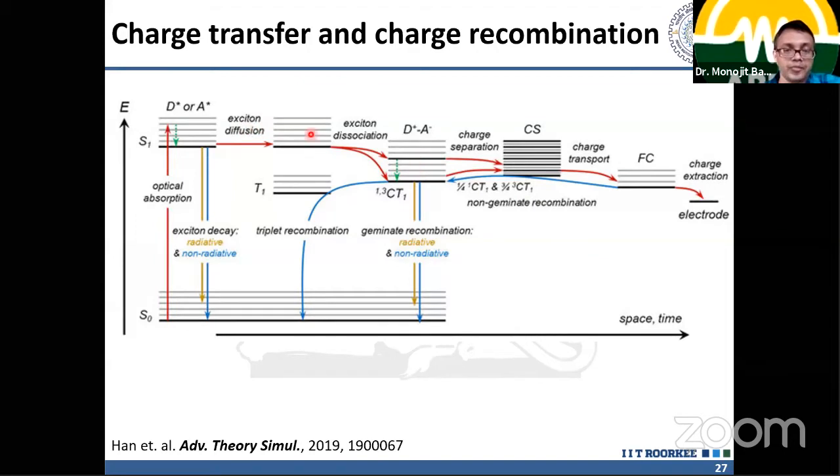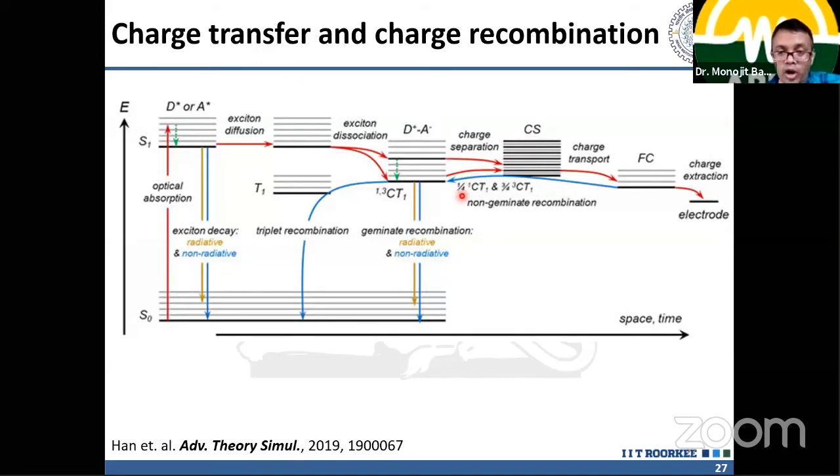So when the exciton diffuses, it goes to the donor interface. It can go to a singlet state, or it can go to the triplet state. Triplet states are sort of long-lived states, and then finally decay to the ground state non-radiatively, right? The singlet state can go to the charge separation state, right? This is the charge separation state where you have the charges in the two phases, the donor and acceptor phases, but they're still coulombically bound.